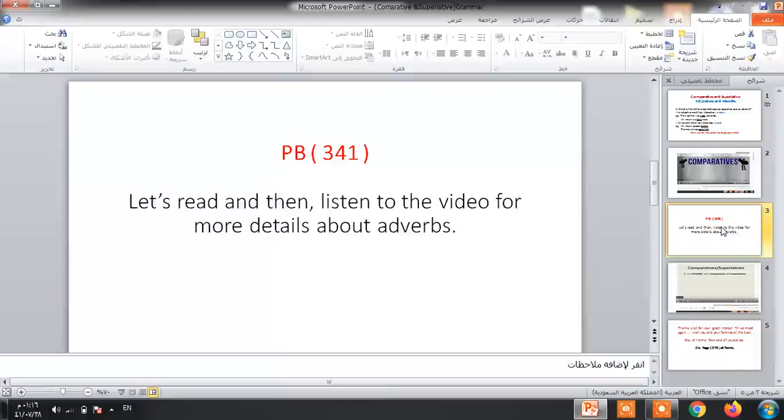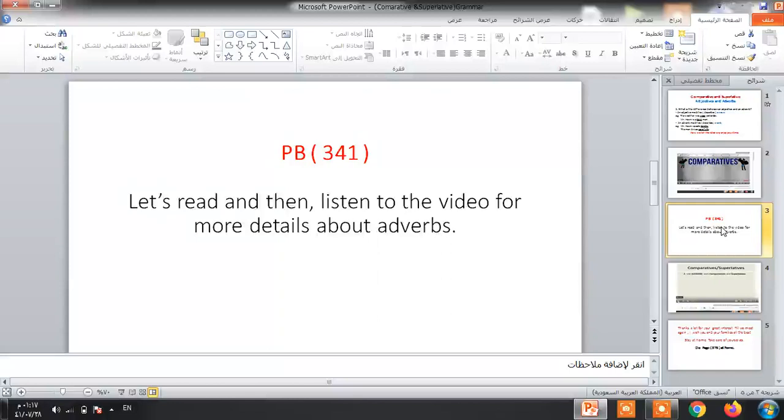Now let's read and then listen to the other video for more details about adverbs. Let's first look at our books, page 341. You have at the beginning the definition of a comparative adjective, which compares two people, places, things, or groups. Now let's go to a comparative adverb after two lines. A comparative adverb compares two actions, not nouns. Not two people or things. Yes, it compares two actions.